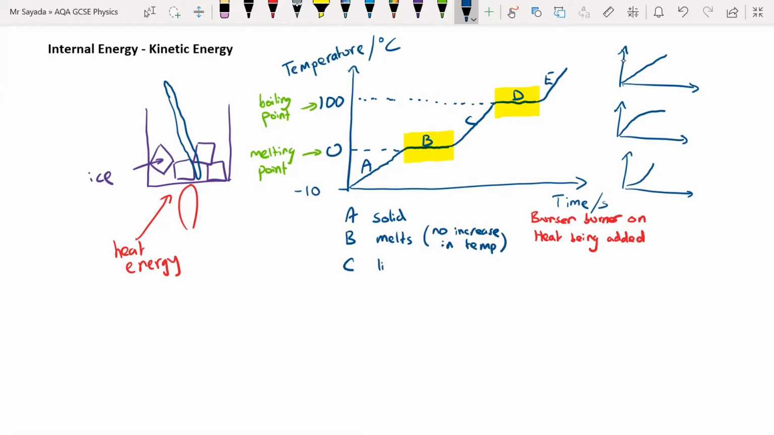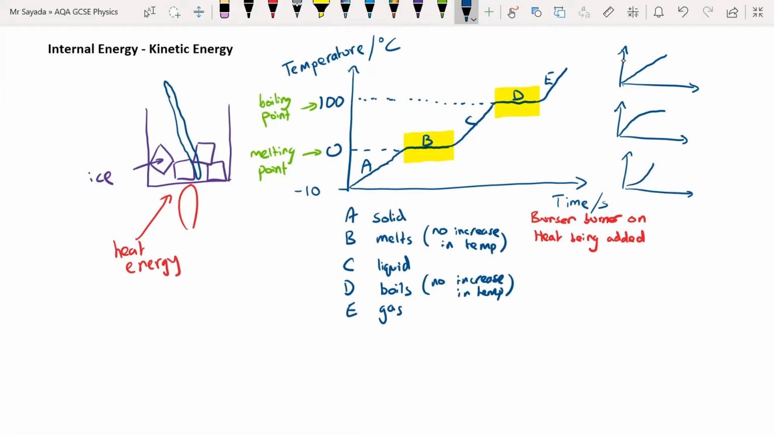Section C, it's now a liquid, and its temperature increases, which makes sense again. In section D, it boils, and again, the strange thing happens. No increase in temperature. And then in section E, it's a gas, and it carries on increasing in temperature.